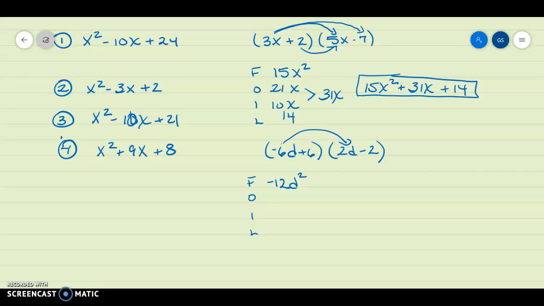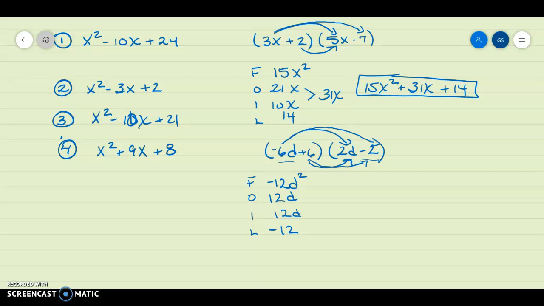Then we're going to do our outsides. So that's negative 6d times negative 2. Well, a negative times a negative is a positive. 6 times 2 is 12, and that's a d. Now we're going to do the insides. Oh, look at that. 6 times 2d is 12d. And then 6 times, oh, negative 2 for the lasts is a negative 12. Well, this has a lot of 12s in it, doesn't it?